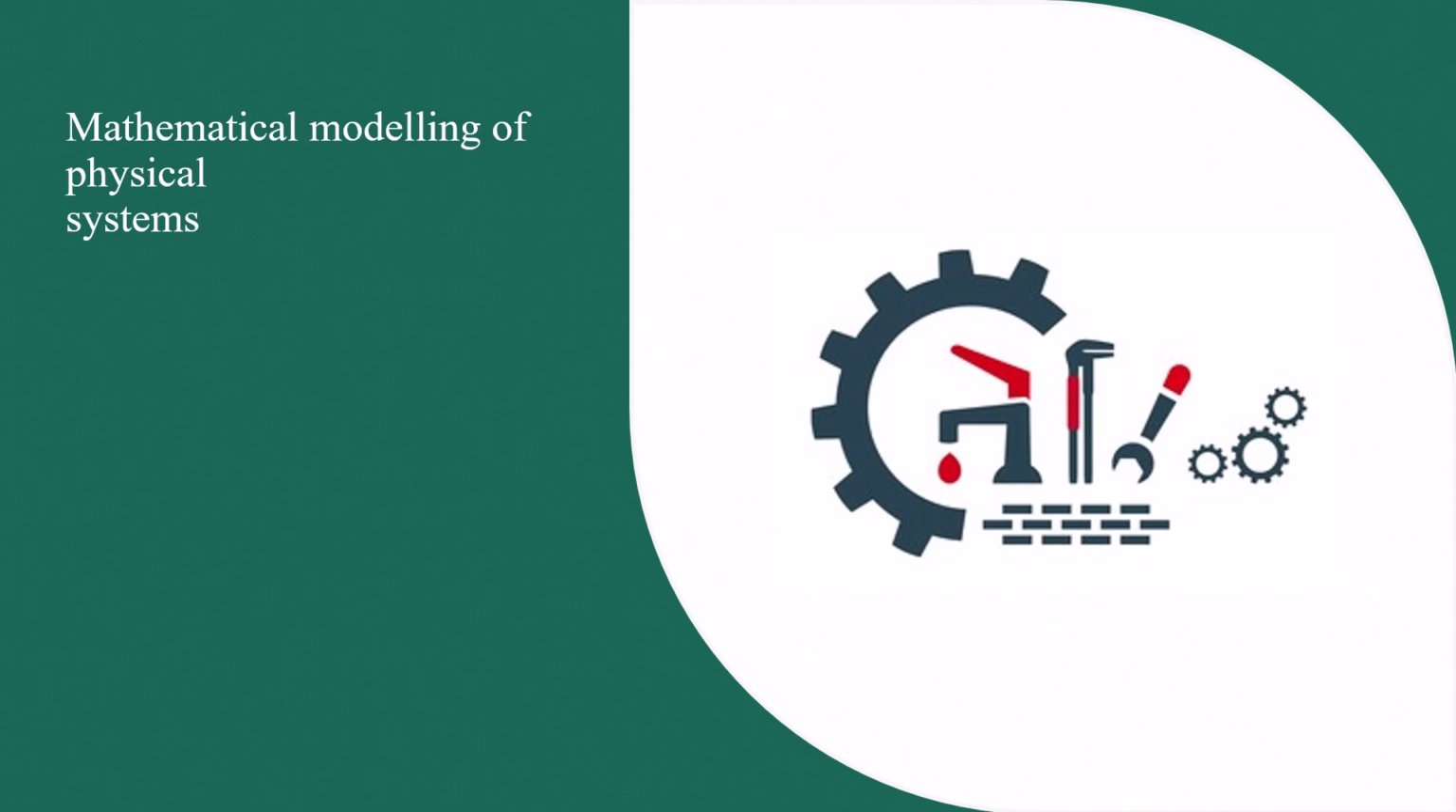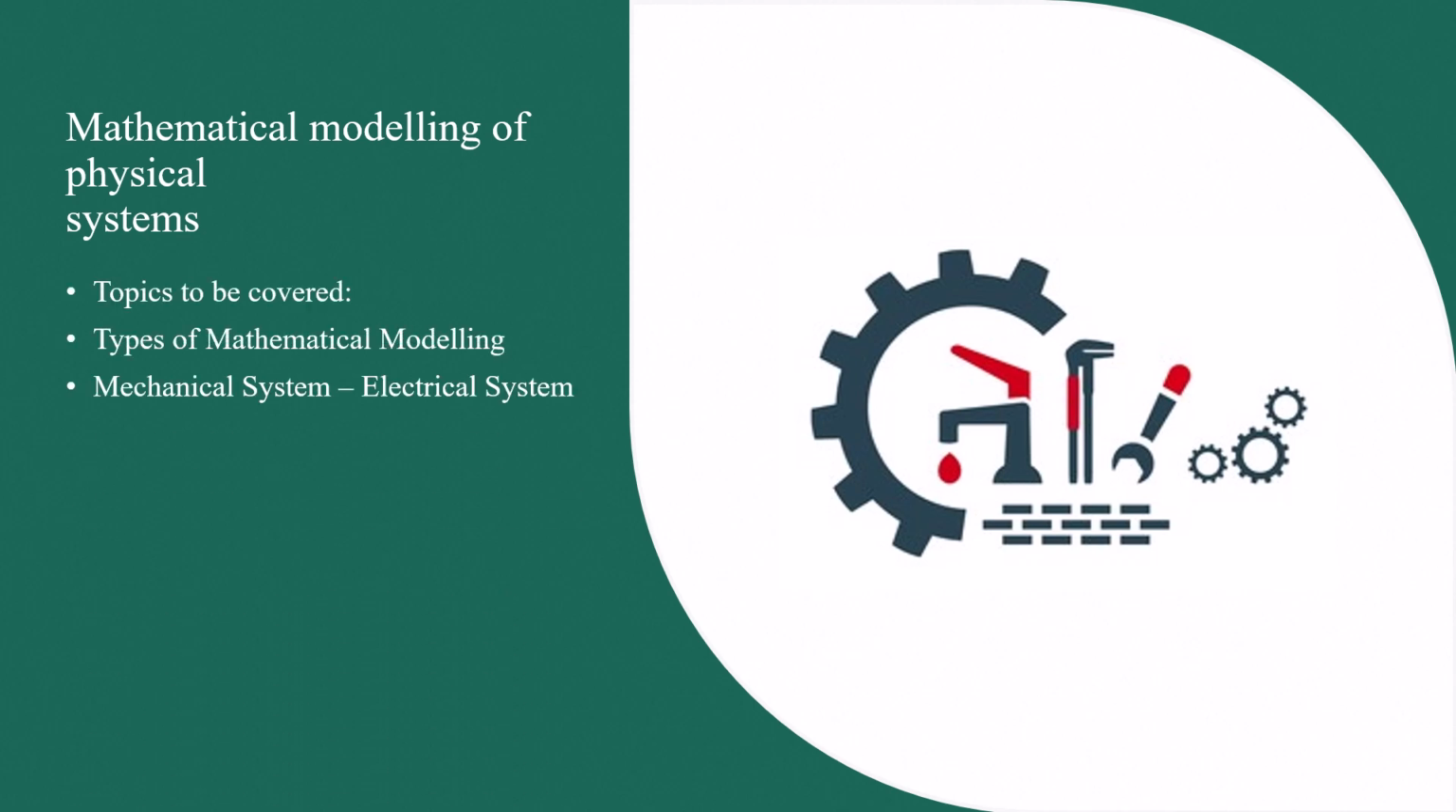In this lecture video, we are going to learn how to model a physical system in a mathematical way. In this video, we are going to discuss the types of mathematical modeling we can do, and how a mechanical system is converted into an electrical system. We will see this with one or two basic examples.